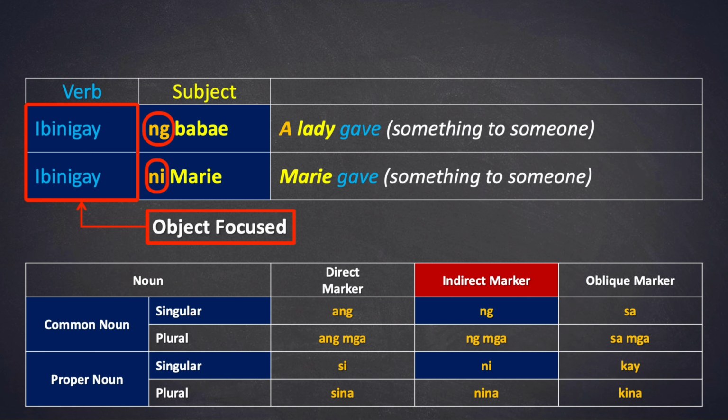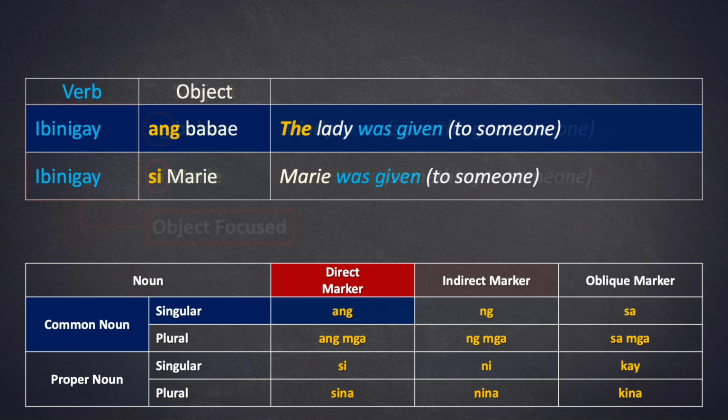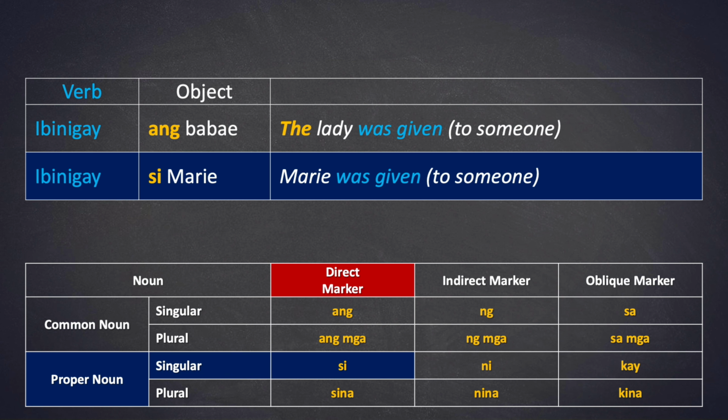What happens then when we use ang and si? Let's take a look. Ibinigay ang babae. The lady was given to someone. Ibinigay si Marie. Marie was given to someone. Again, a terrible thing to do.